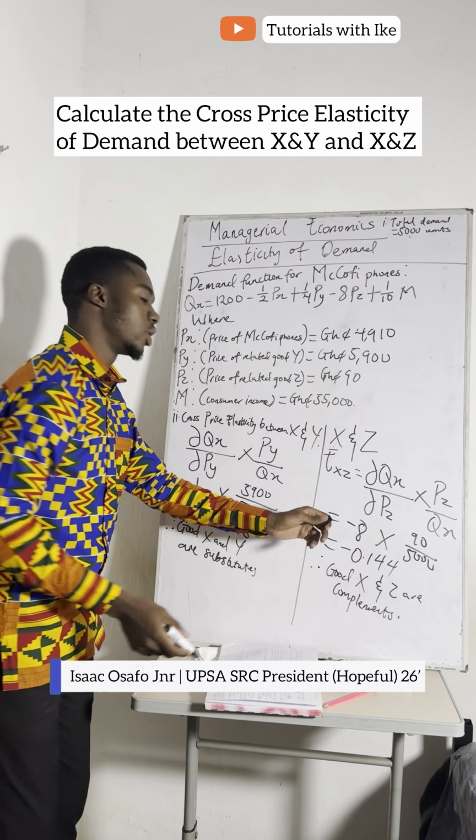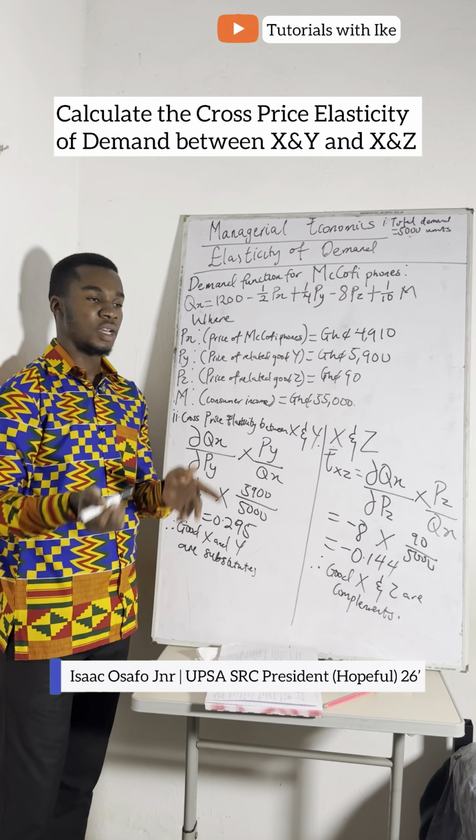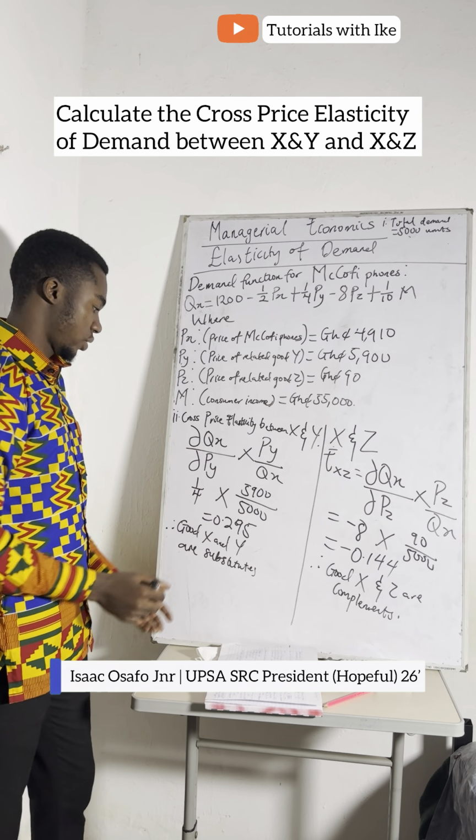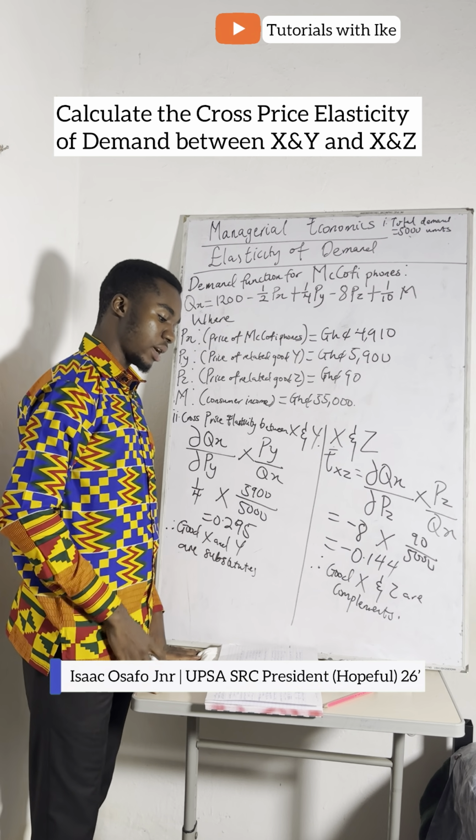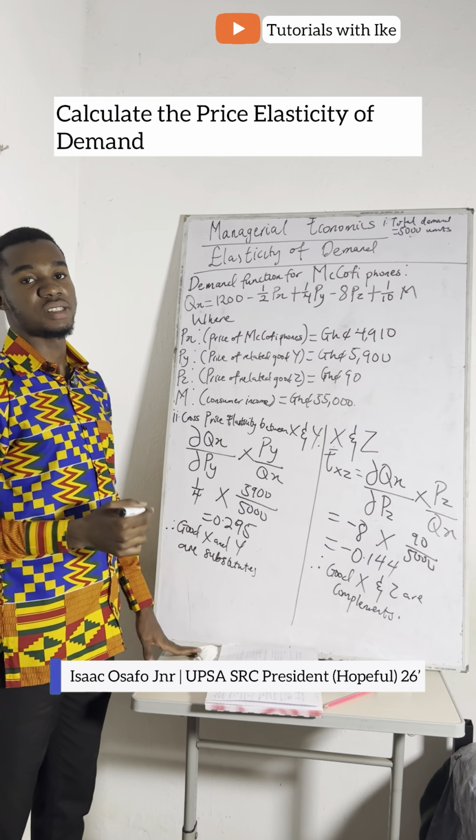Why? Because we got a negative. So negative for complement, positive for substitute. All right, so you are done with the II. Now let's go to the next one, which is the III. For that, I asked to find the price elasticity of demand.